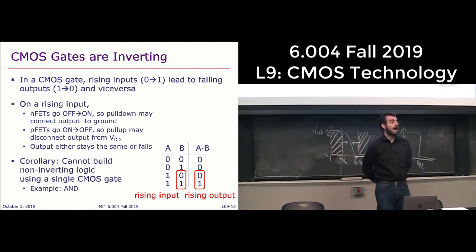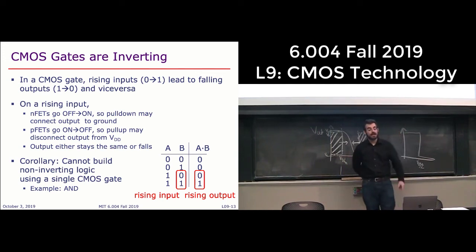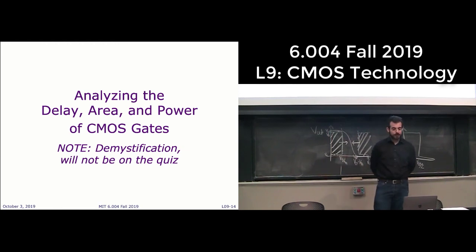You have to use an AND gate followed by an inverter. Which is why when you go to the standard library, you'll see that a NAND gate is pretty much an AND gate followed by an inverter. And that's why when we told you before that the synthesis tool will use inverting logic, this is why, right? Because that's a single CMOS gate.